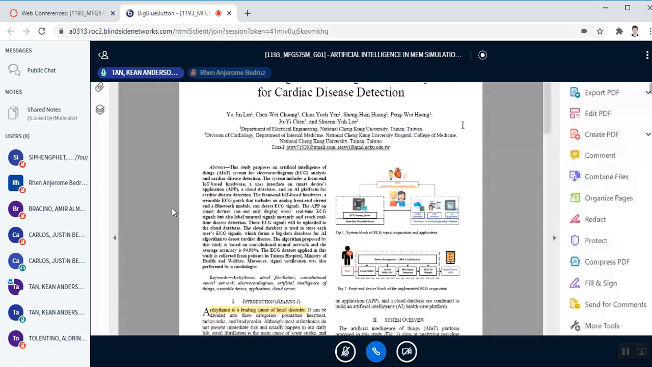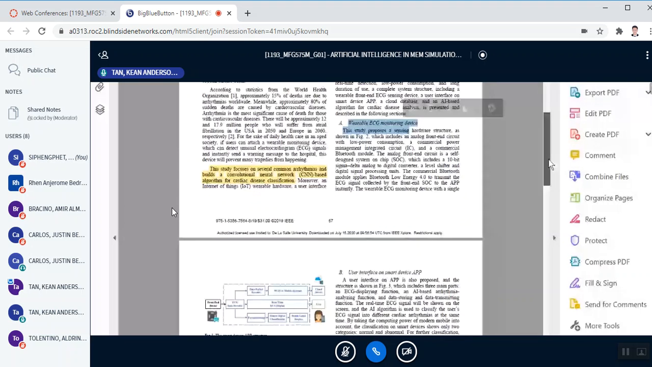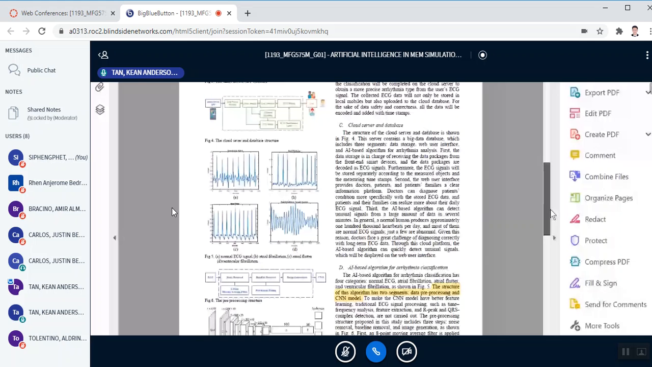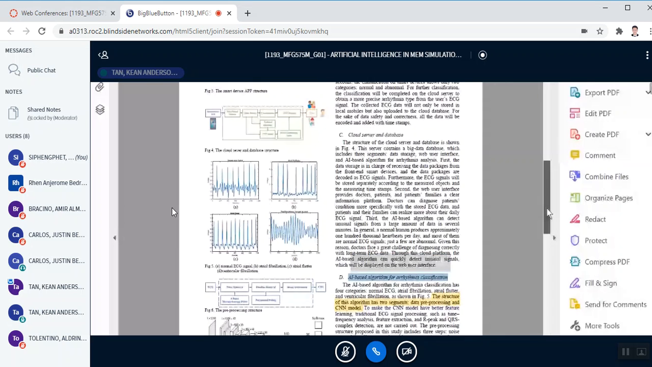So my paper is about an artificial intelligence of things wearable system for cardiac disease. Mainly, this consists of several parts. It has a wearable ECG monitoring device, user interface, and a cloud database, but I would focus more on the AI-based algorithm.